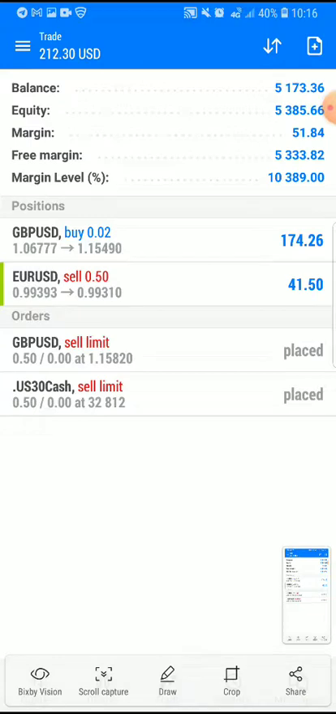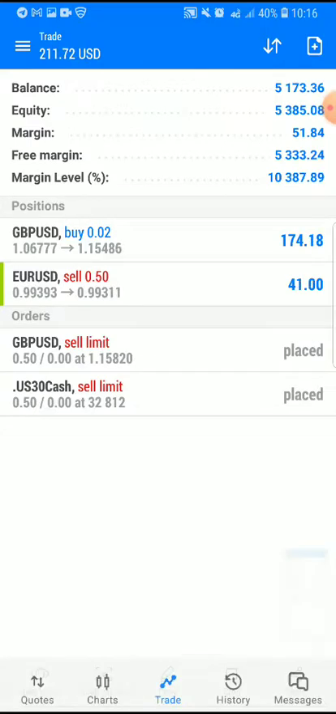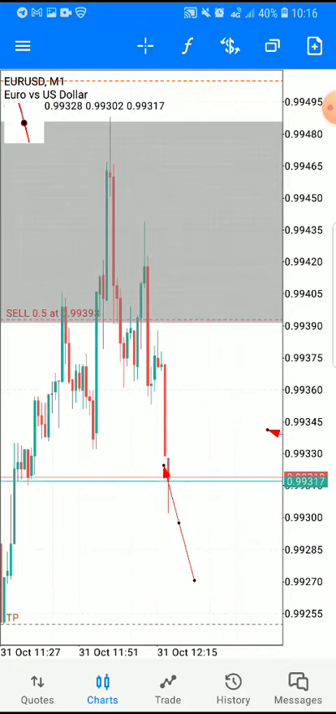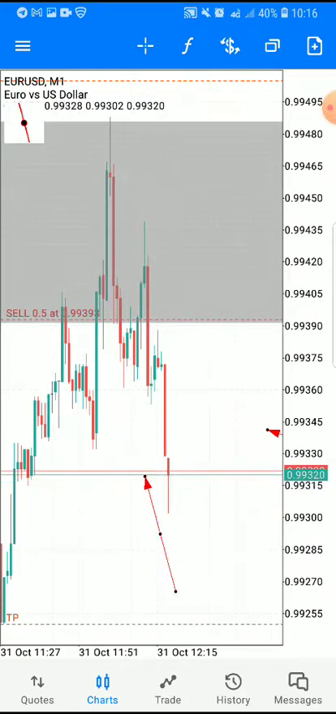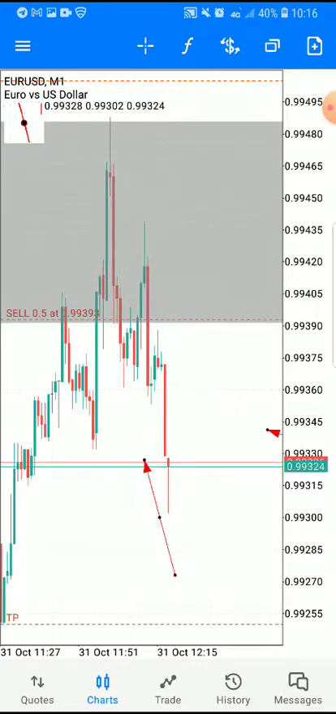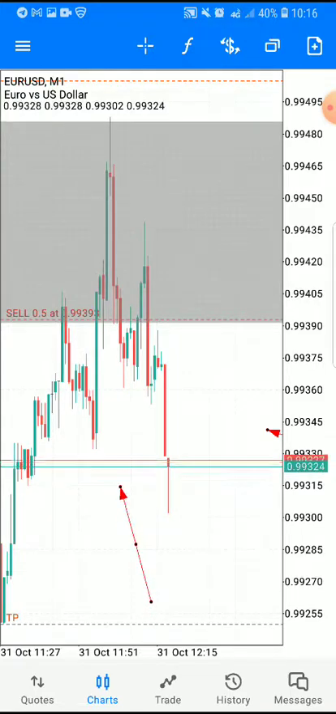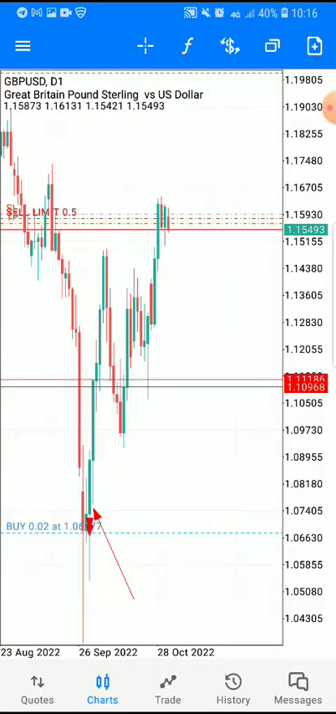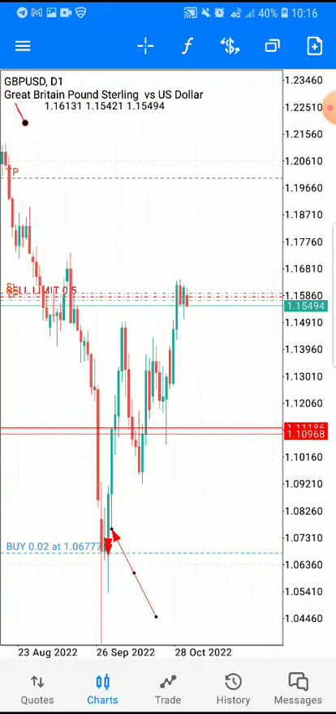For the GBP USD, it's 0.02. You can see it's just a 2 micro lot size, and I've been holding that for weeks now. It's a long-term trade. I'm very bullish on GBP USD because the market had been selling for a very long time, and I got in at the very bottom. Let me use the daily chart because I've been holding it for so long. This is the entry. You see I caught it right at the bottom.